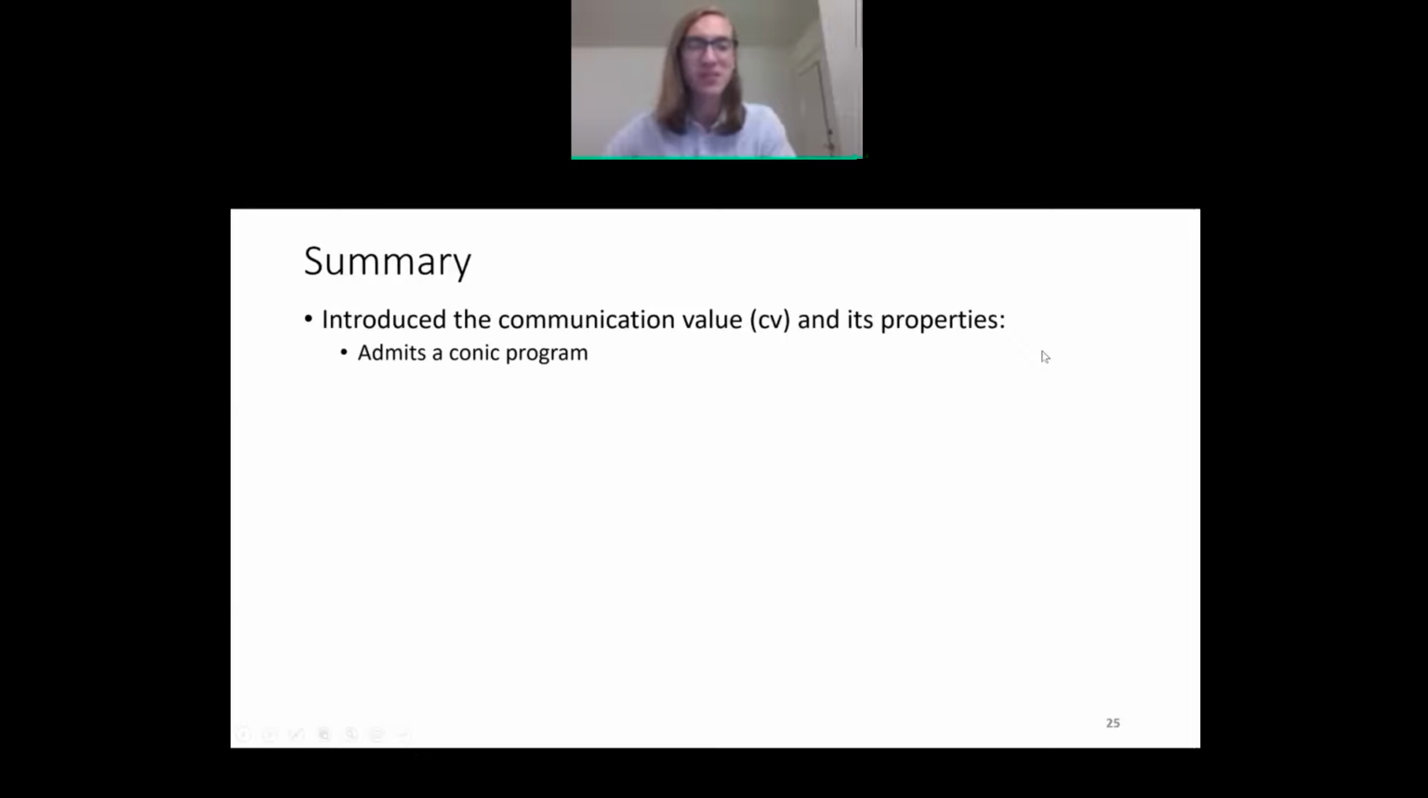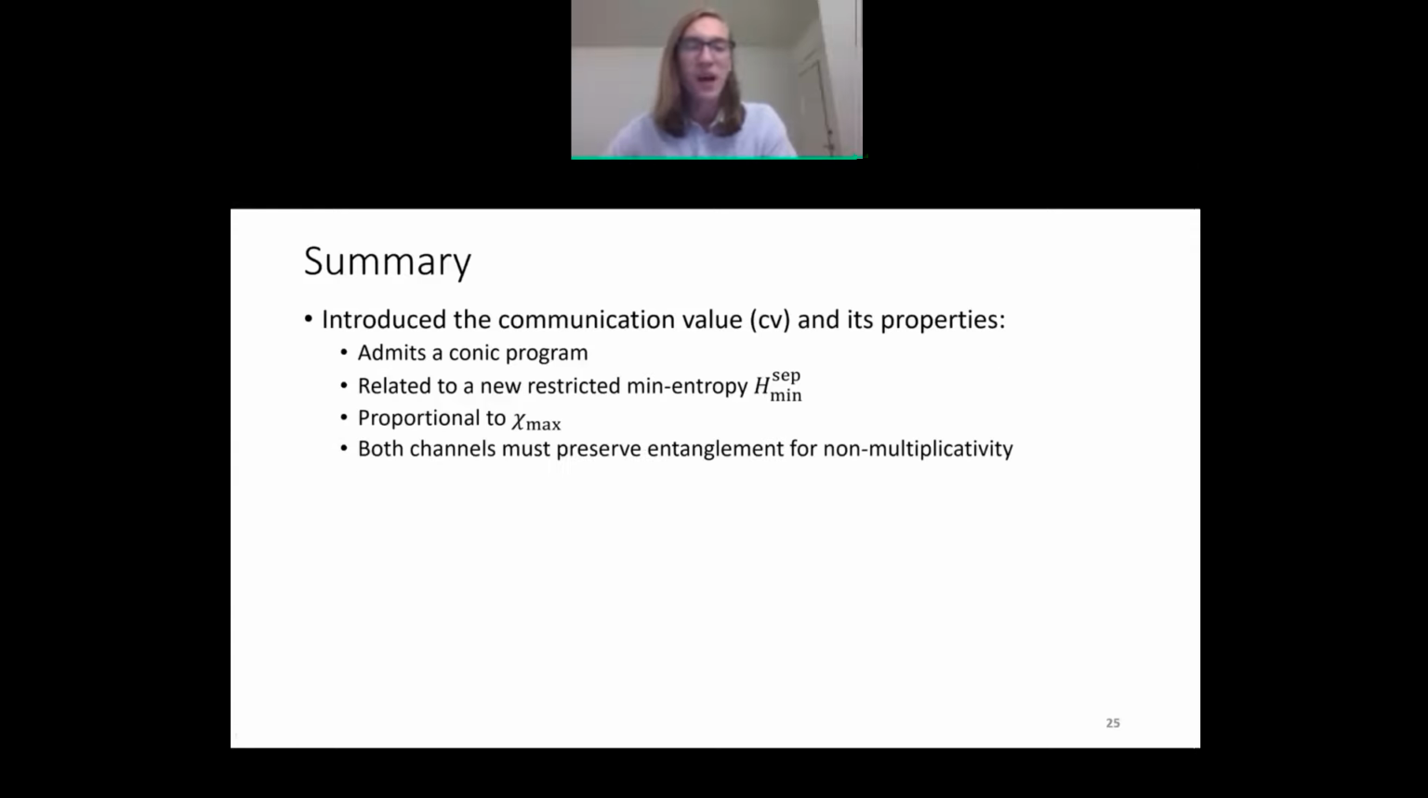So to summarize, we introduced the communication value and we went through a bunch of its properties and why they're interesting. It admits a conic program. It seems to motivate this new restricted min-entropy, the separable min-entropy. It's proportional to the Max-Levo quantity. Both channels must preserve entanglement for non-multiplicativity to happen, so it seems entanglement is very important. It's multiplicative for any two qubit-to-qubit channels, so there's something about dimension going on.